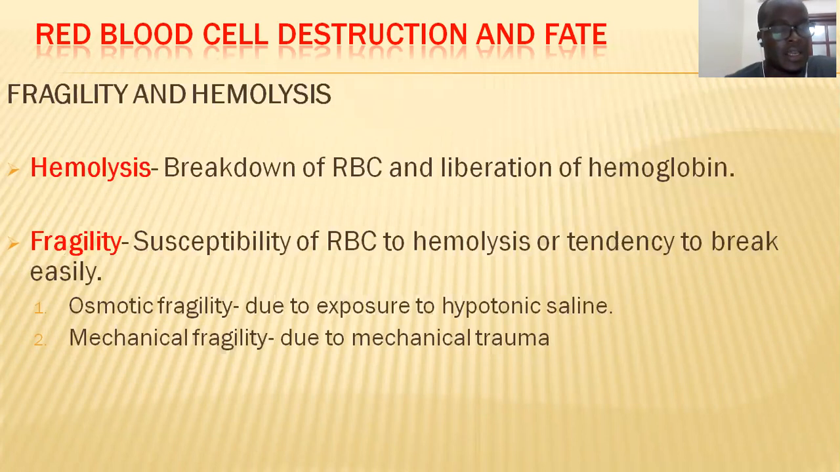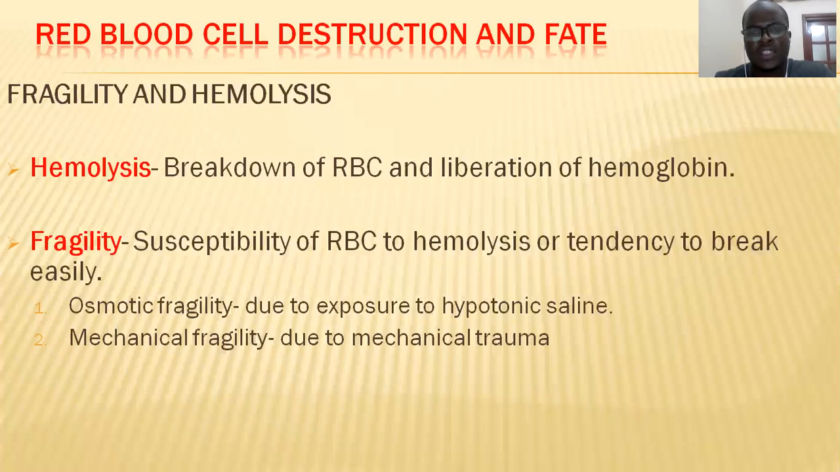Then you also have mechanical fragility. Mechanical fragility is due to mechanical trauma. If you traumatize a cell, it can break depending on how much pressure you're applying to that cell. These are the different types of fragility, which are very important when you're looking at red blood cell destruction, because fragility will increase with the age of the red blood cell.